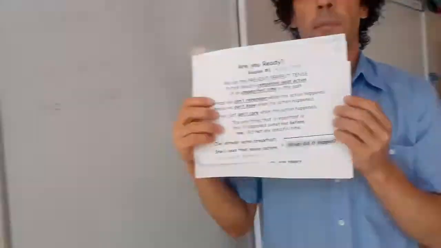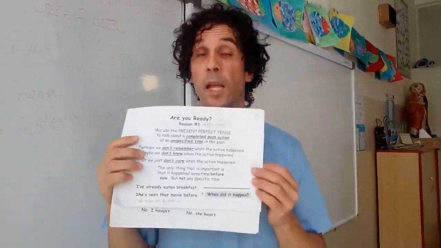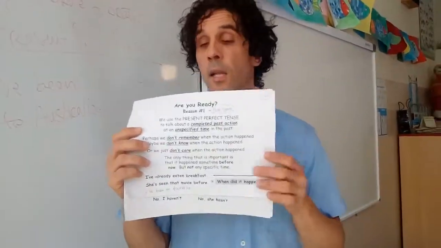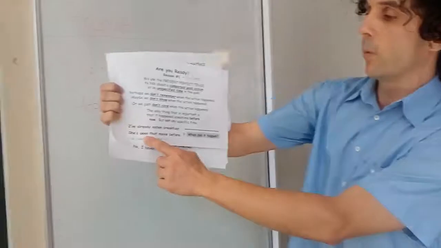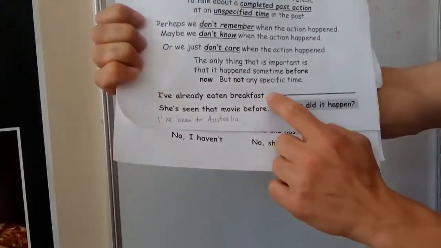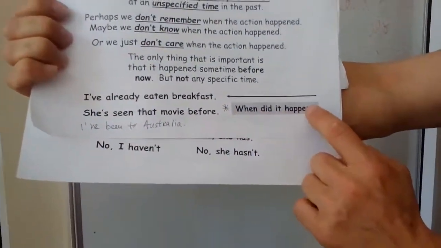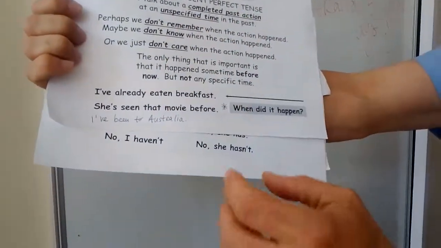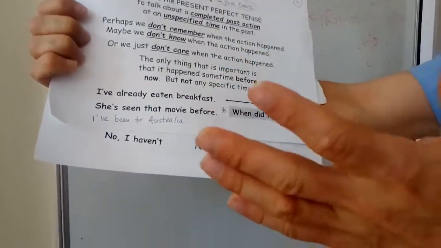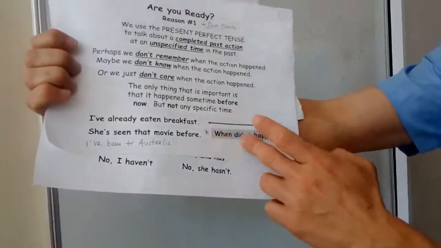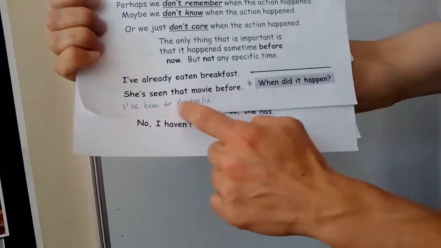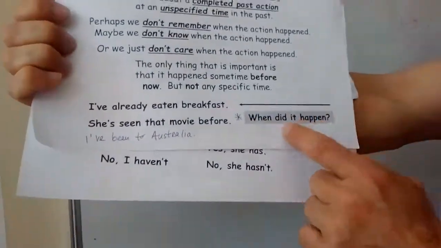As I said, the main use of present perfect tense is for actions that happened in the past, for events in the past, but that we don't know the specific time of the event. For example, I've already eaten breakfast. When did it happen? We don't know. It may have happened somewhere in the morning or before lunch, but we cannot tell. She's seen that movie before. I've been to Australia. When did it happen? We don't know.